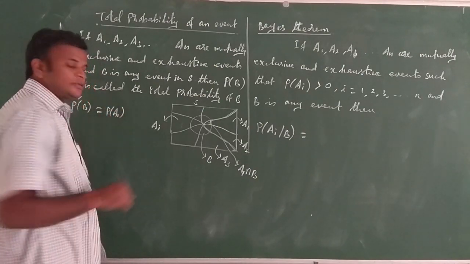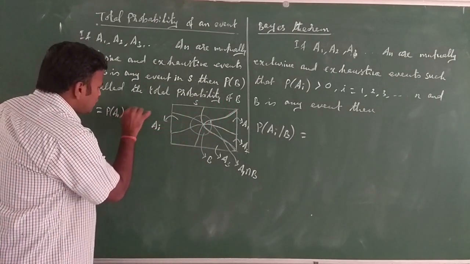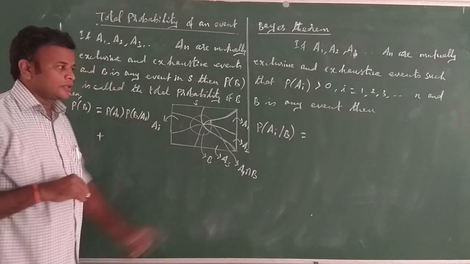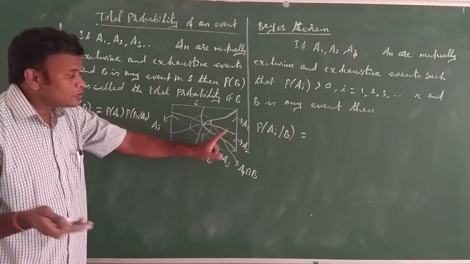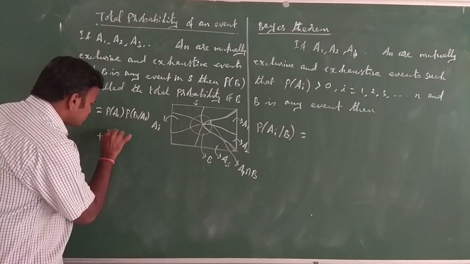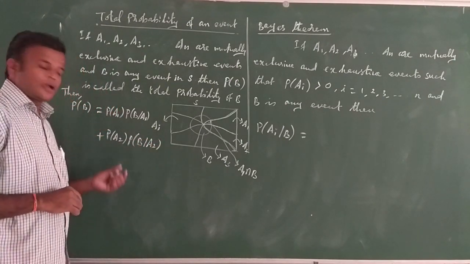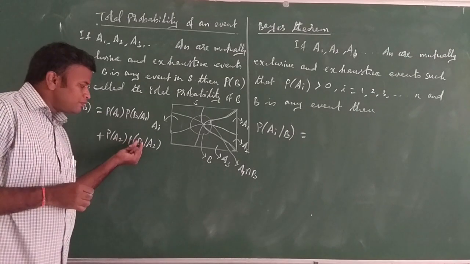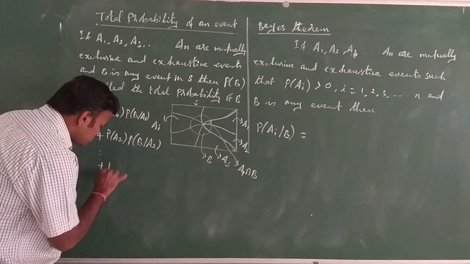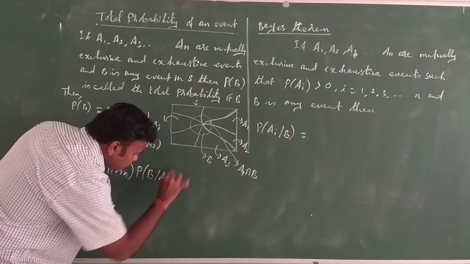P of A1, first, if B lies within a part of A1, and P of B by A1. Plus, this one is possible. Or, suppose B lies in A2. So P of A2 and P of B by A2. Consider the second set, and B already takes the second set, so it's a conditional probability. So this process goes up to the last one, P of An and P of B by An.